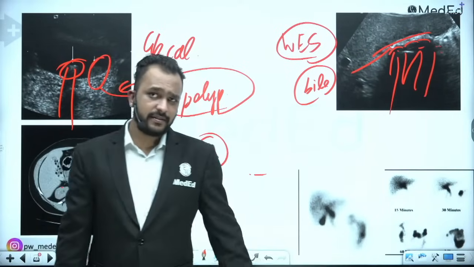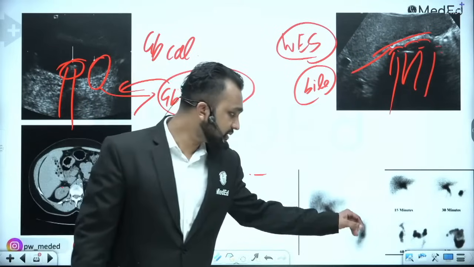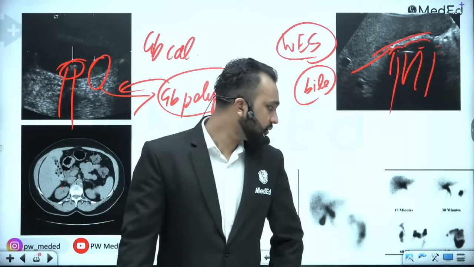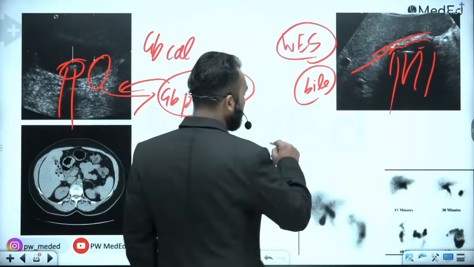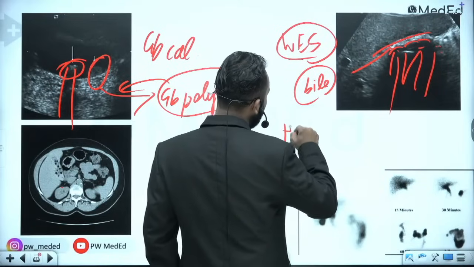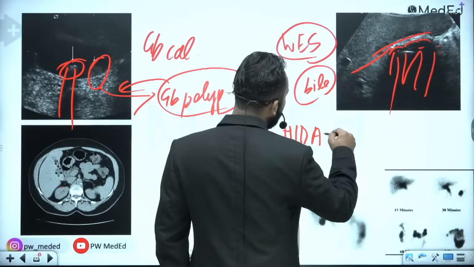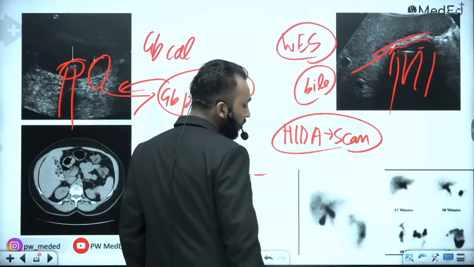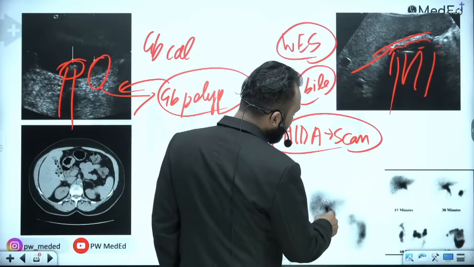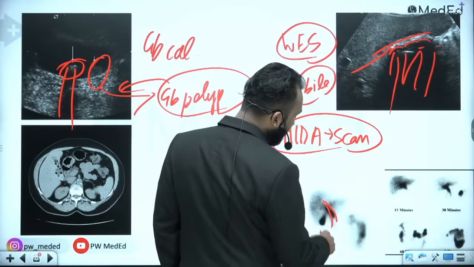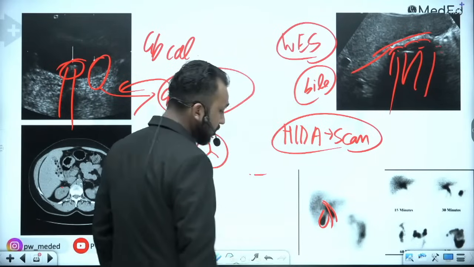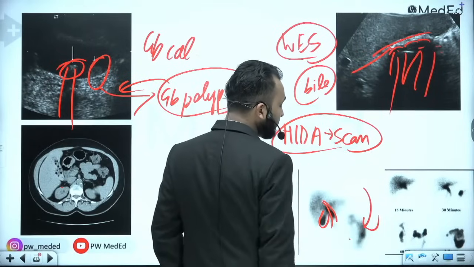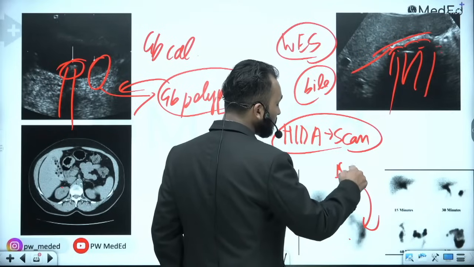Now what is the last investigation that is being shown here? Anyone? This is your HIDA scan, which is the gold standard investigation of choice for acute cholecystitis. Normally in a HIDA scan you will see uptake in the biliary system and in the gallbladder, and within 30 minutes the tracer agent will also reach the small bowel loops.